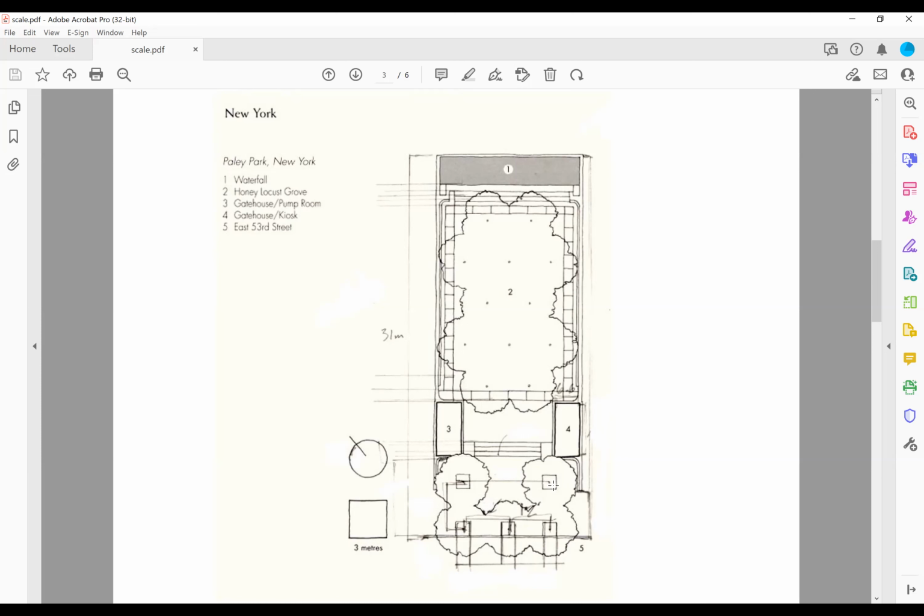But in this case, you want to find a plan that actually has this reference, so you could use it to make the plan smaller, or enlarge it if you need to, to a common scale.